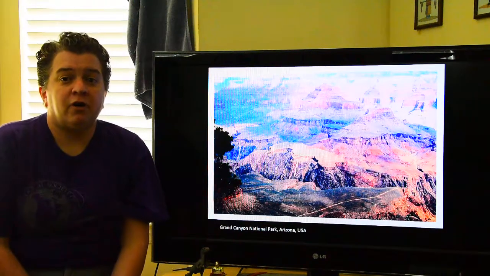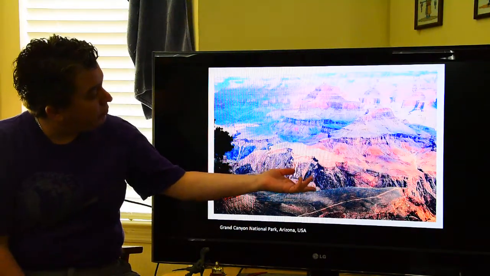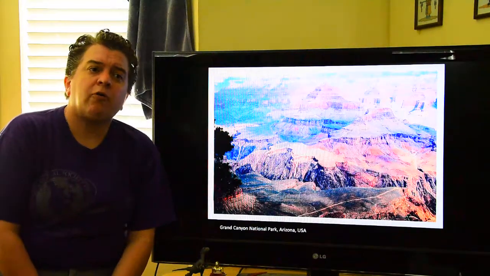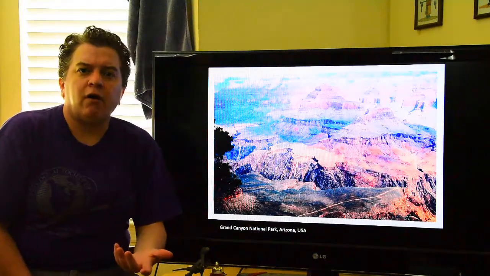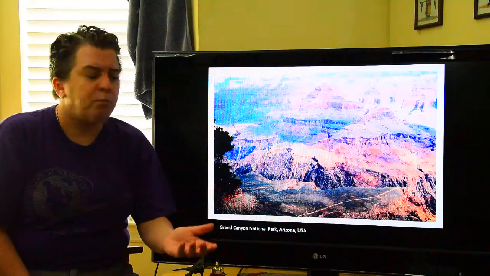Studying historical geology, what we're going to do in the semester is look at sequences of rocks like what we have here at the Grand Canyon, and we're going to read those rocks, and that will tell us the story of our planet.